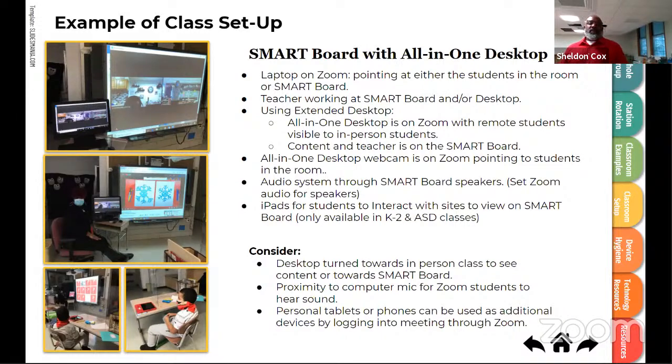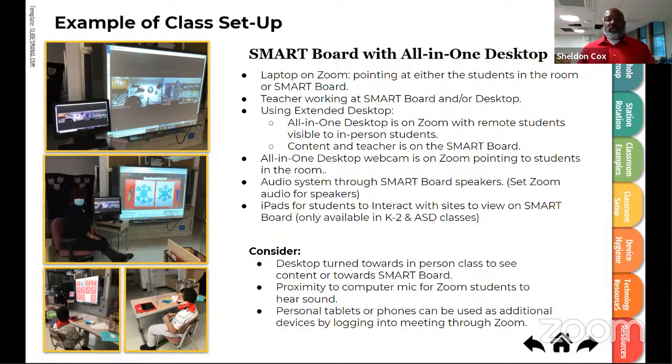Here's another example of a smart board, this time with an all-in-one desktop. Knowing that I have a desktop that I can use in the classroom, I can keep my laptop as a second computer, or I can have my assistant teacher or another teacher use my laptop if I need to, or I can monitor the chat or monitor the Zoom on my laptop while the other desktop is also in the Zoom, where I can continue my lesson.